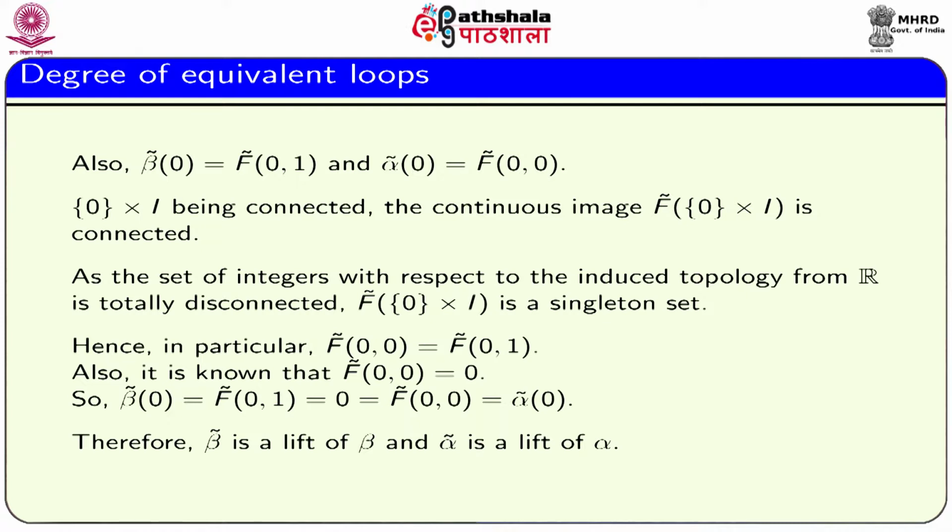Hence, in particular, f tilde (0, 0) is equal to f tilde (0, 1), and it is known that f tilde (0, 0) is 0. So, we have beta tilde 0, which is f tilde (0, 1), equal to 0, and that is equal to f tilde (0, 0), which equals alpha tilde 0. Therefore, beta tilde is a lift of beta and alpha tilde is a lift of alpha.